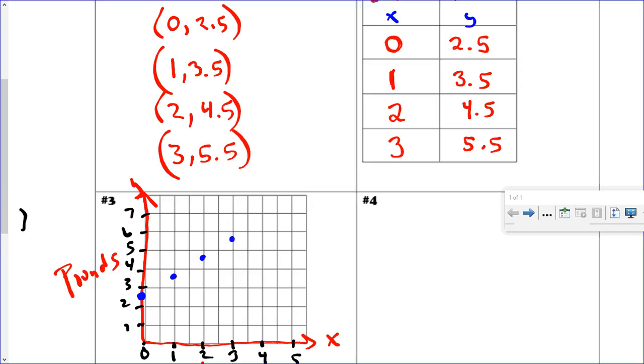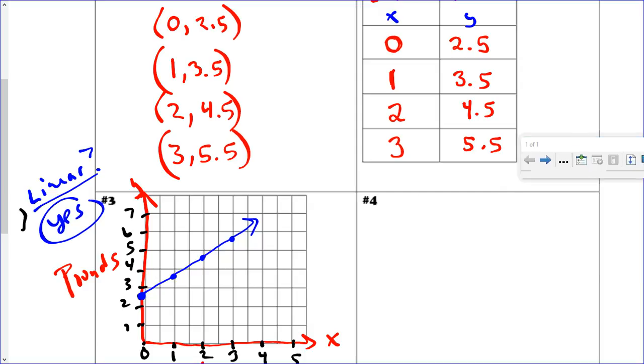Is this a linear equation? Yes, it is. It makes a nice straight line. It's going up consistently by the same amount every time. Now, the last thing we want to do is write the rule or function. It comes in the form of an equation.